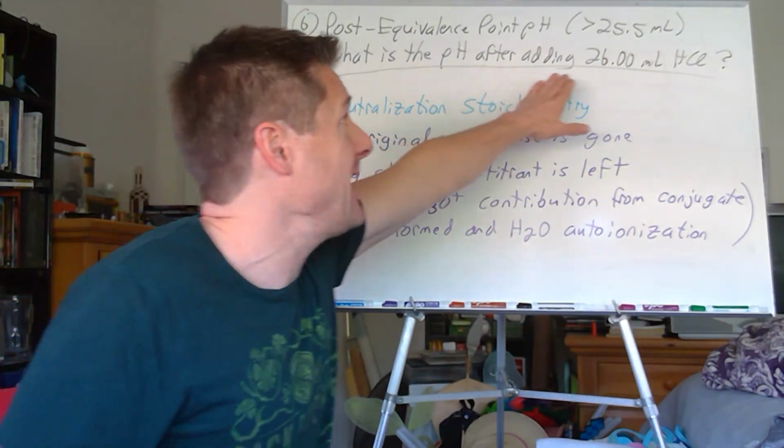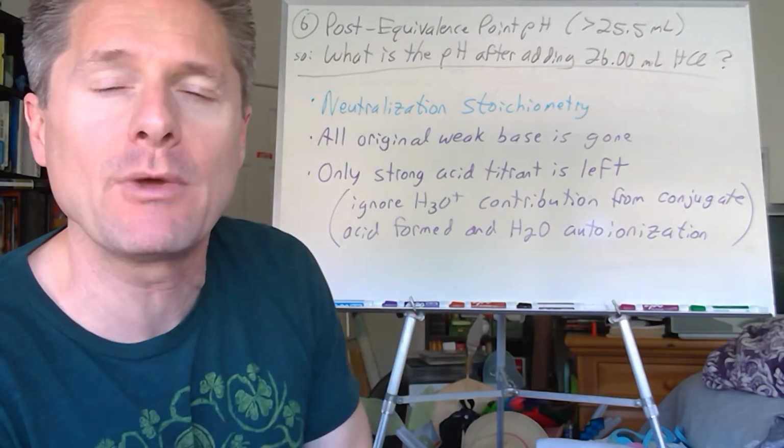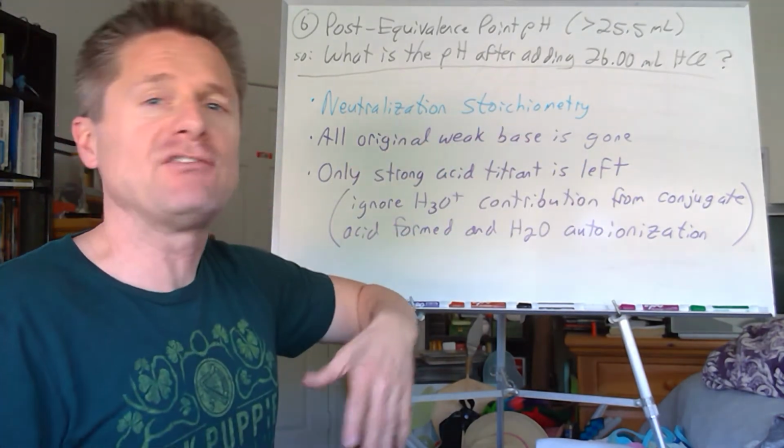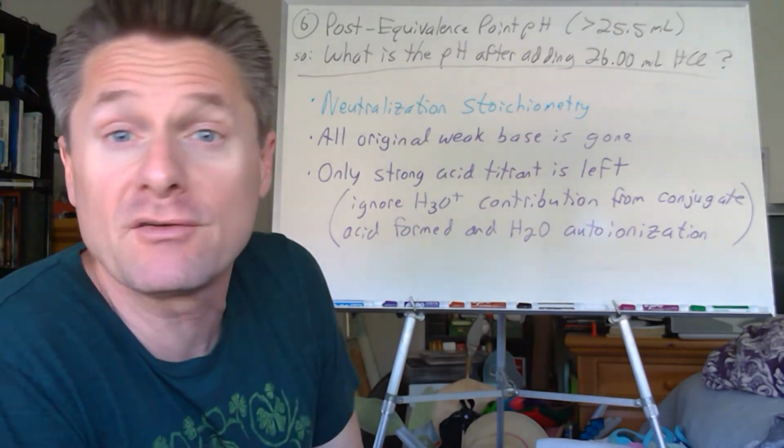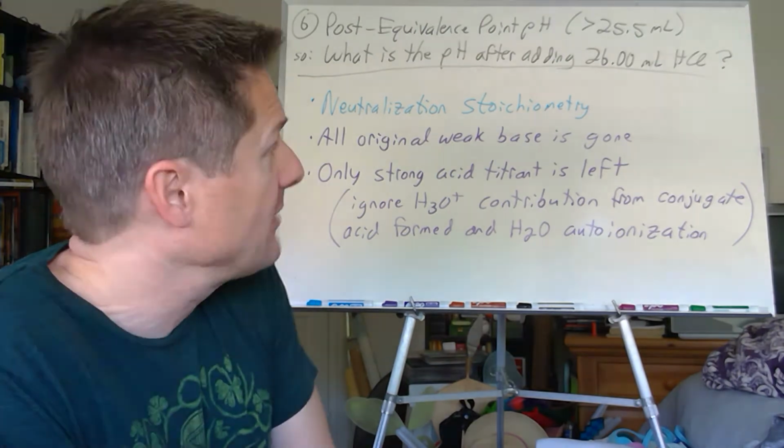All right? So let's just say 26.00 mLs, and that's how I would ask it on a test. What would be the pH after adding 26.00 milliliters of the titrant, right? We got the strong acid titrant.